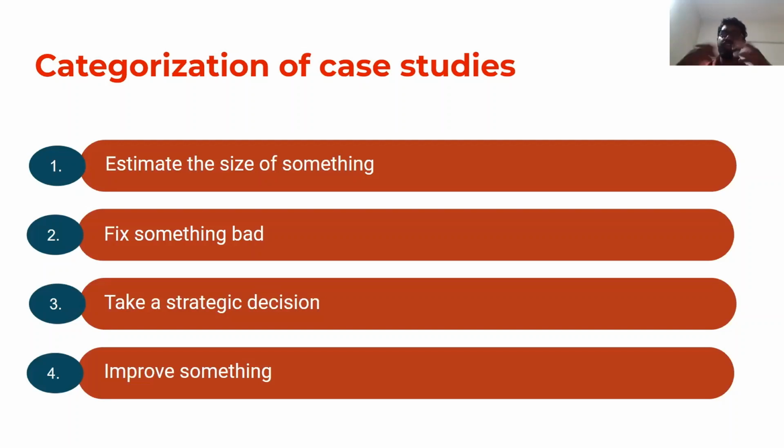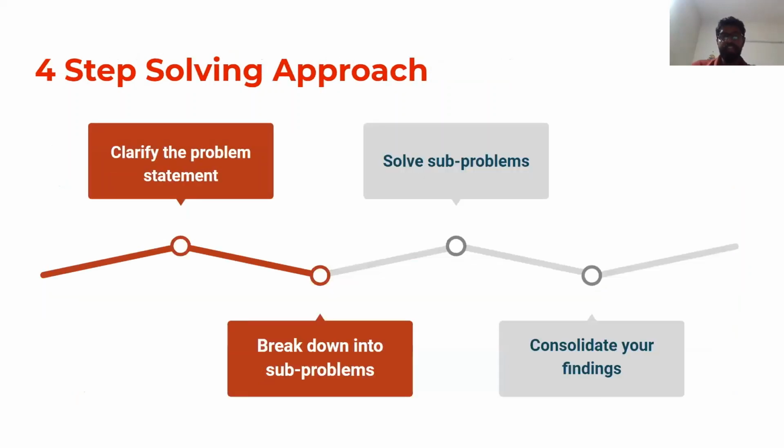You will essentially be looking at a certain problem, trying to fix something which is bad, and also take strategic decisions on how you can improve the processes, right? So point number 2, 3, and 4 is something which will be the focus of this particular case study, right? This is a generic step solving process in which you would want to clarify the problem statement first, break down the sub problems, solve the sub problems, and then consolidate your findings. Right. So this is essentially a generic way of how we end up solving the problem.